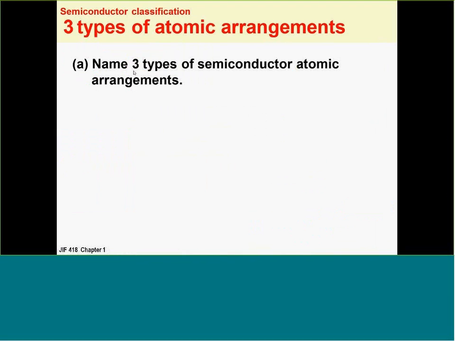Okay, name 3 types of semiconductor atomic arrangements. Of course, you should know by now, isn't it? There's 3. So it's single, poly, and amorphous. And state their structural differences. Okay, I'll put this one as one of your Webex conference second question.